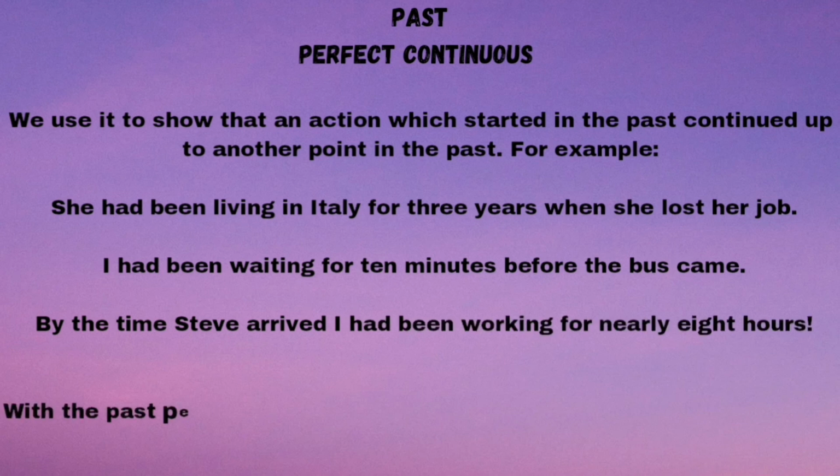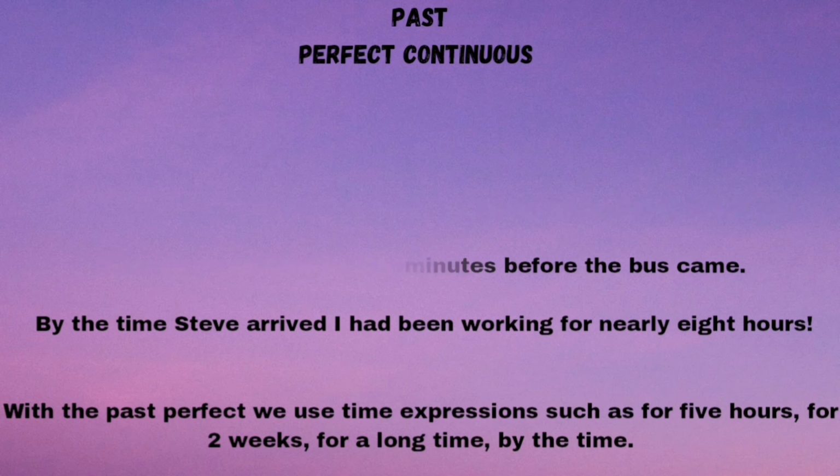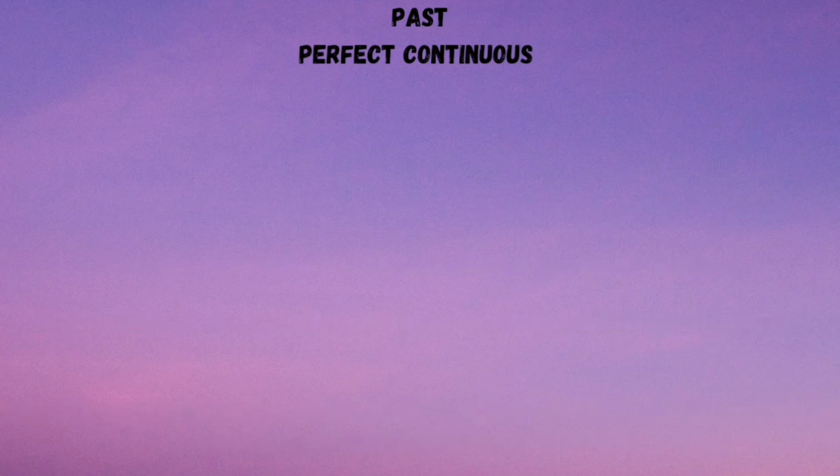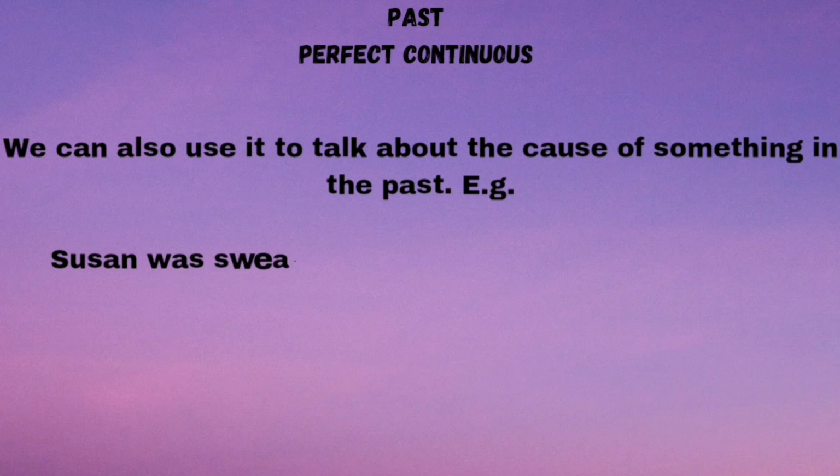With the past perfect continuous, we use time expressions such as for 5 hours, for 2 weeks, for a long time, by the time. We can also use it to talk about the cause of something in the past. For example, Susan was sweating because she had been running. Henry was late because he had been studying.